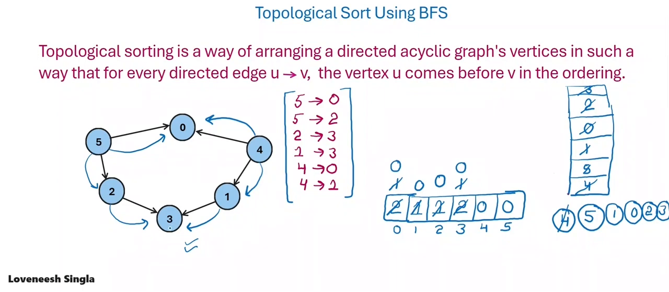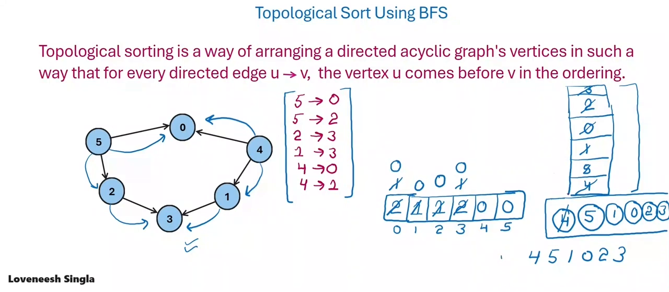We can't move anywhere from 3, so we will ignore this, and now this queue is also empty. So that is done, and this is the linear ordering of the topological sort. So 4, 5, 1, 0, 2, 3. We can compare this ordering with this edges list.